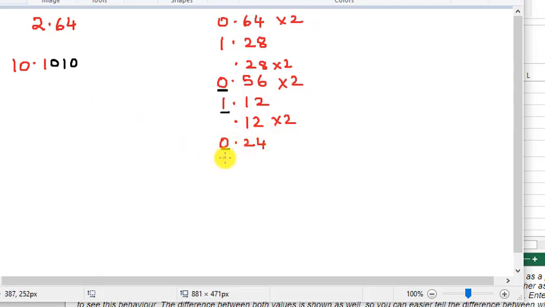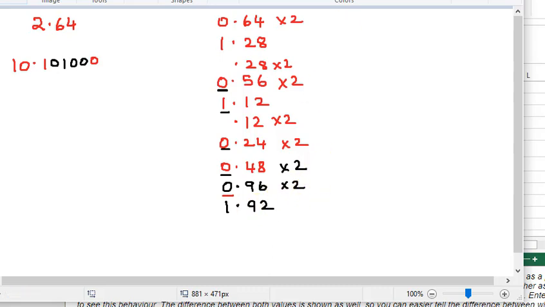So 0.24 times 2, how much is that? Maybe I should write down here. Times 2 is 0.48. So 0.48, because you got 0, you got to put 0 there. So times 2, 0.96. 0.96, we got 0 there, so it has to be 0 there. Again, times 2 is 1.92, right? So we got 1 now, so we got to put 1 there.